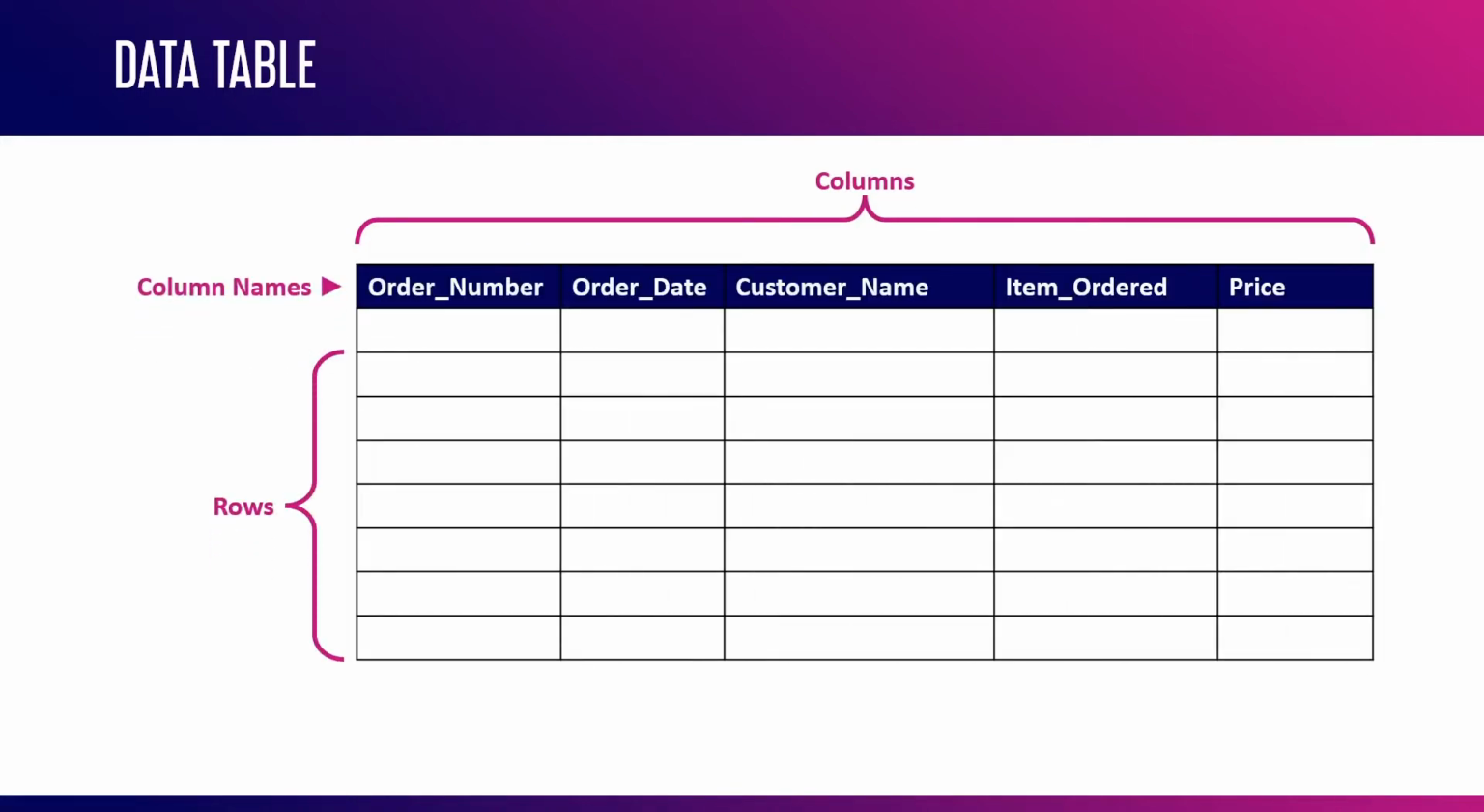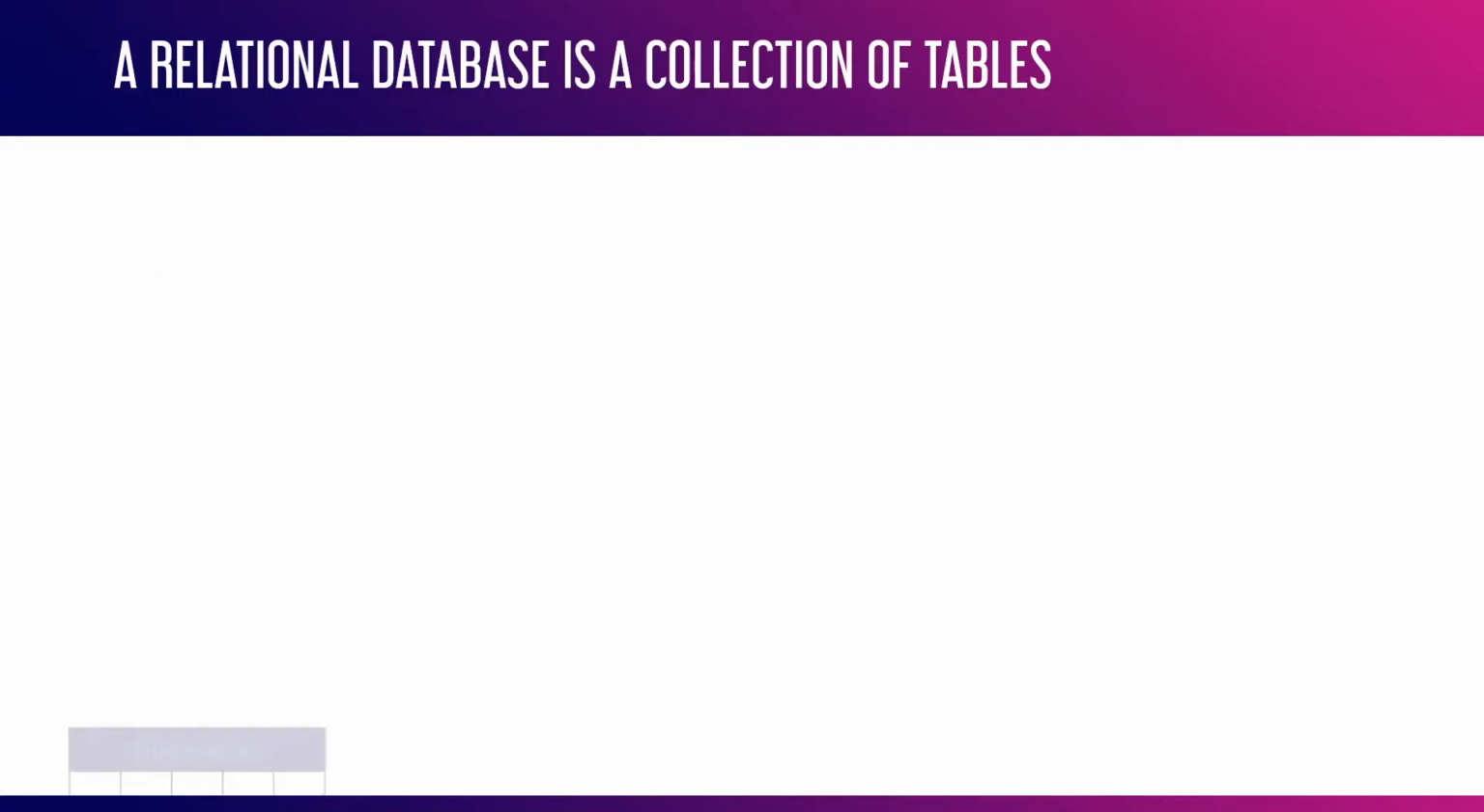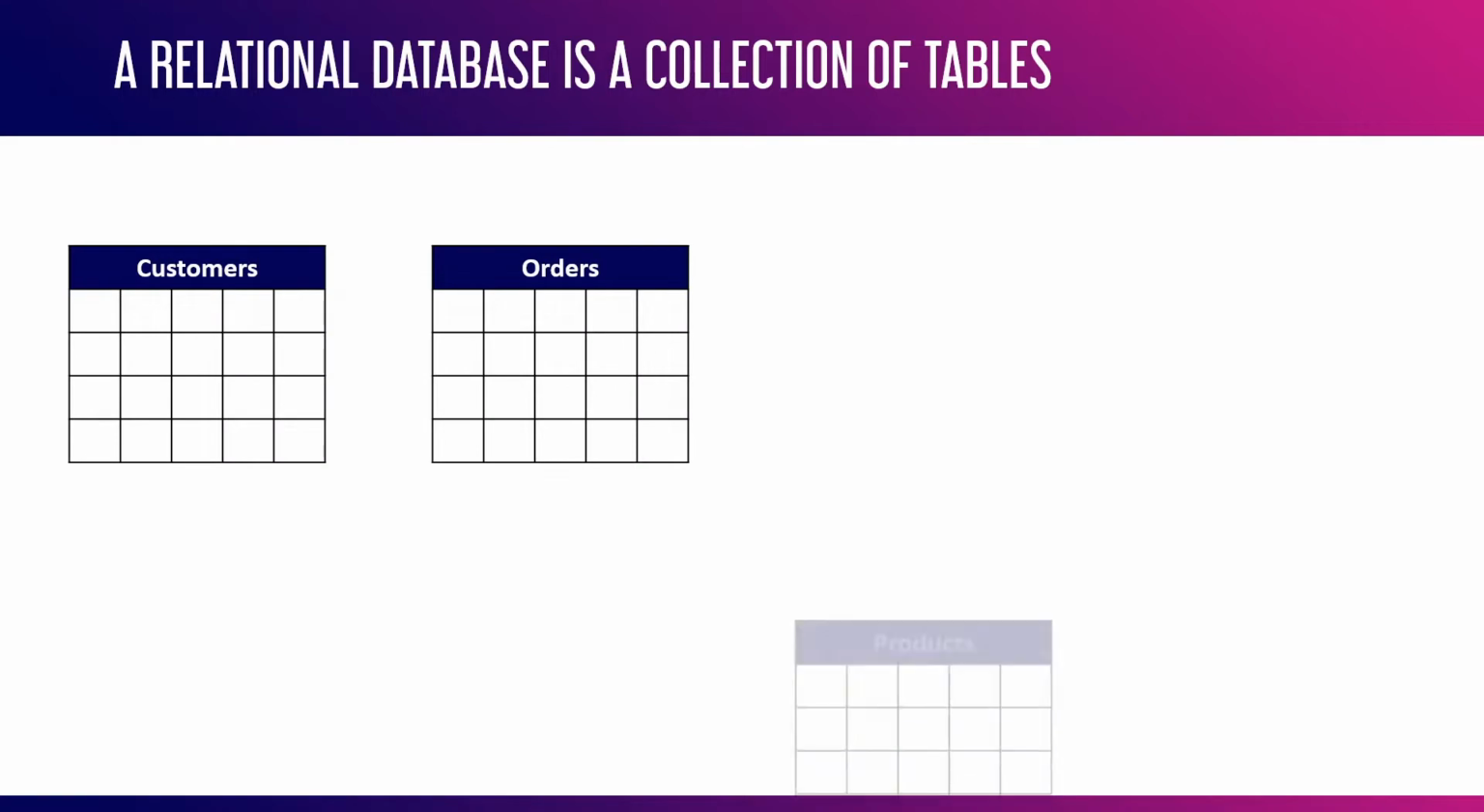Each column has a name, and each column also has a data type. A data type tells the database what type of data is allowed in this column. So if we specify that the order date column has a type of date, then only date values will be allowed in that column. Every row and every column has a value. So each individual cell in the table is called a value. That's what a table is. And a database is really just a collection of tables.